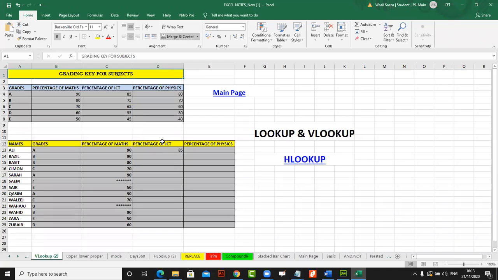Lookup basically is a search function. Whenever the examiners use a search function, we will be referring to VLOOKUP and HLOOKUP. V in VLOOKUP stands for vertical lookup. It means vertically we can search for data. You will always be provided with some data, which we call summary information, like this one. It's summarized information. We have the grades and the percentage of subjects in different columns.